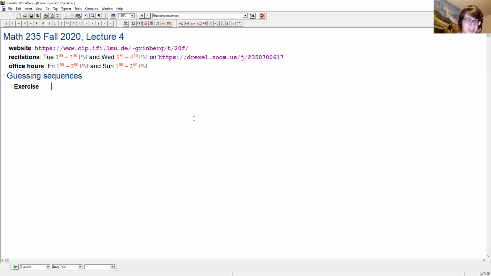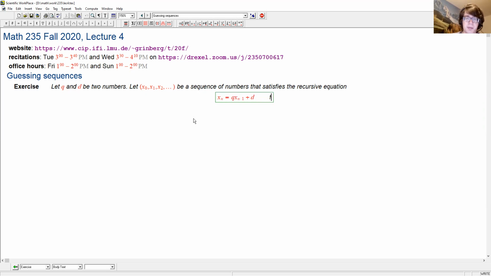So here is the first exercise. Let q and d be two numbers, let's say real numbers, and let x0, x1, and so on be a sequence of numbers that satisfies the recursive equation xn equals q xn minus 1 plus d for each n at least 1. Find an explicit formula for xn in terms of, of course, q and d, but we also didn't specify x0, so x0 is another variable.